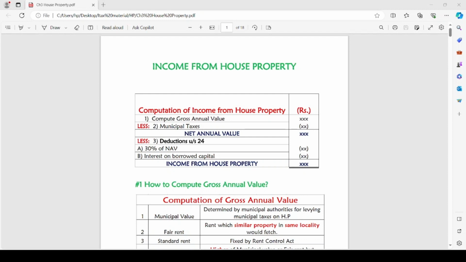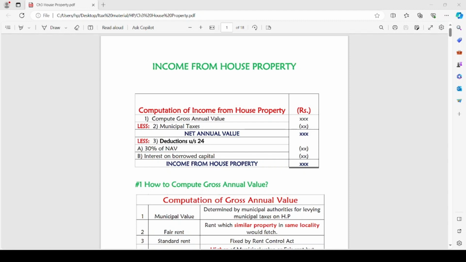Let us discuss each head of income one by one, and today our topic will be income from house property, which is comparatively smaller than other heads of income. Let us first quickly discuss a few points regarding house property.